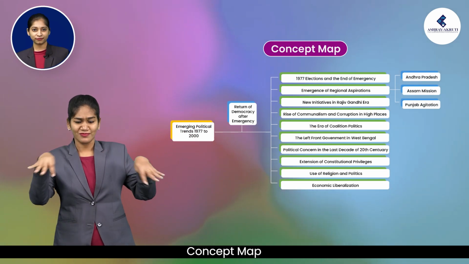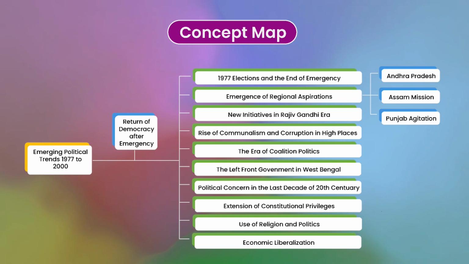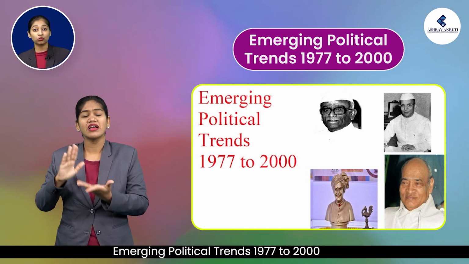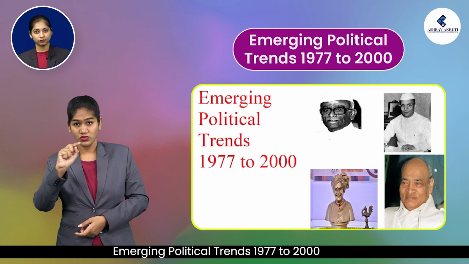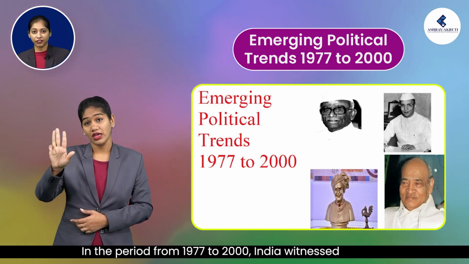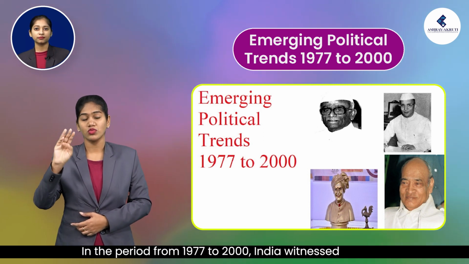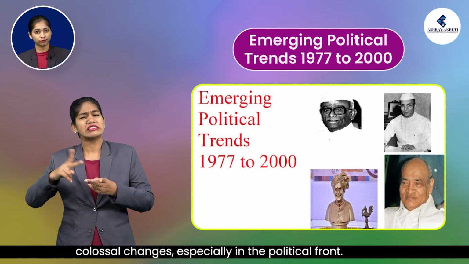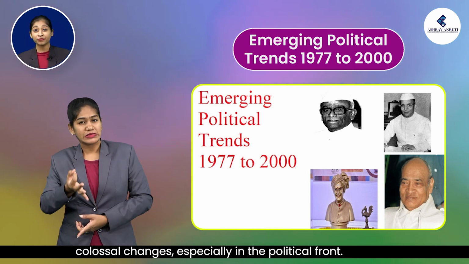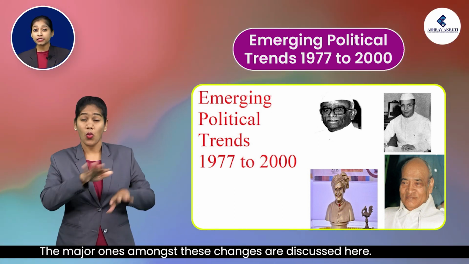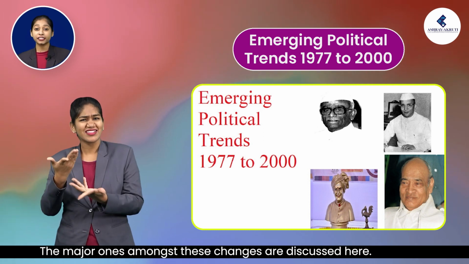Concept map. Emerging political trends 1977 to 2000. In the period from 1977 to 2000, India witnessed colossal changes, especially on the political front. The major ones amongst these changes are discussed here.